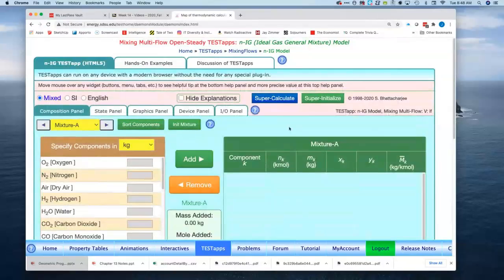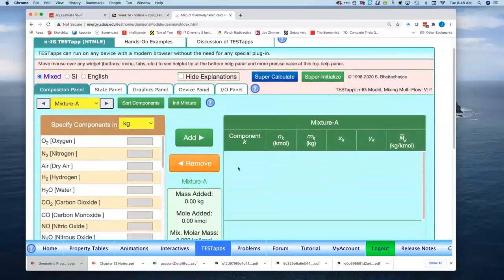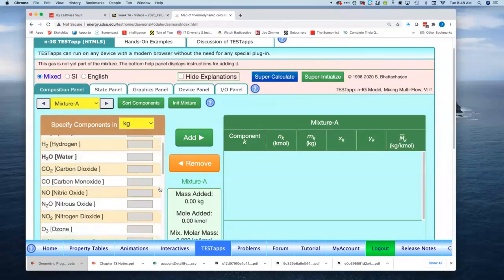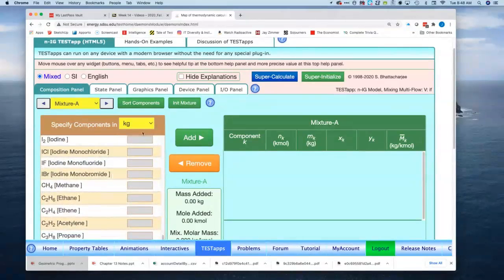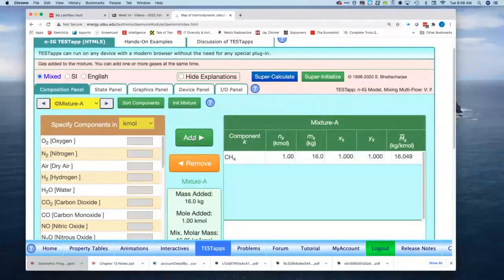Okay, so similar to what we had before in one of the homework problems where we had a couple of tanks, we're going to specify that mixture A is our 1 mole of methane. So we slide down here and we put it in as 1 kilomole of methane, and I'm going to add it. And so basically this mixture A is just fully equal to methane.